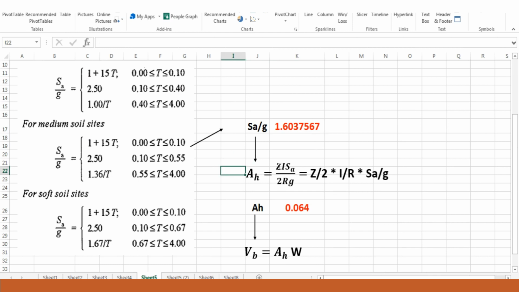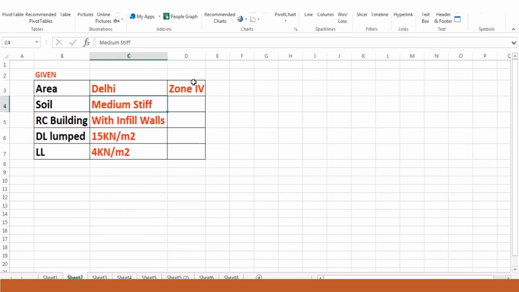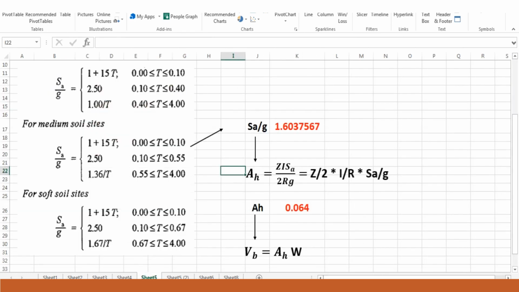What is the value Z for Delhi? For zone 4, it's 0.24. What's the value of I? For a simple type of building, it would be 1. What's the value of R? For a normal RC building, it's 3. Thereby, AH is Z by 2 into I by R into SA by G. SA by G is 1.603. Thereby, AH would be 0.064.